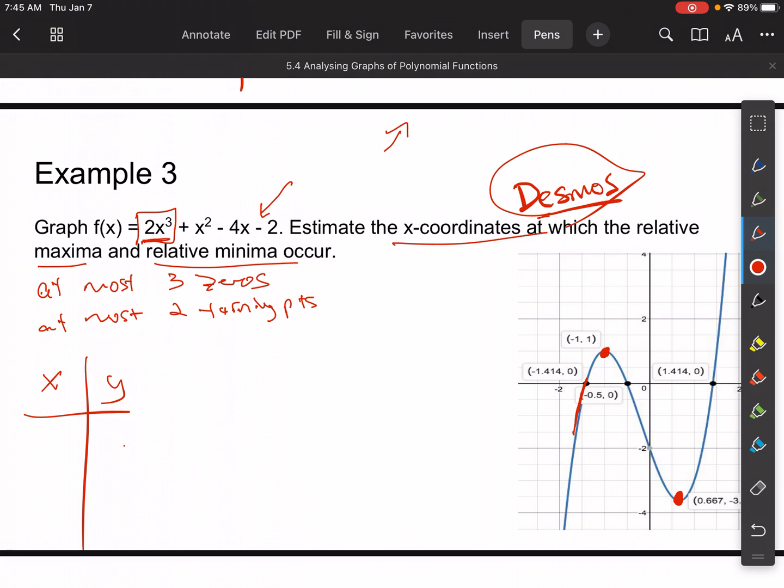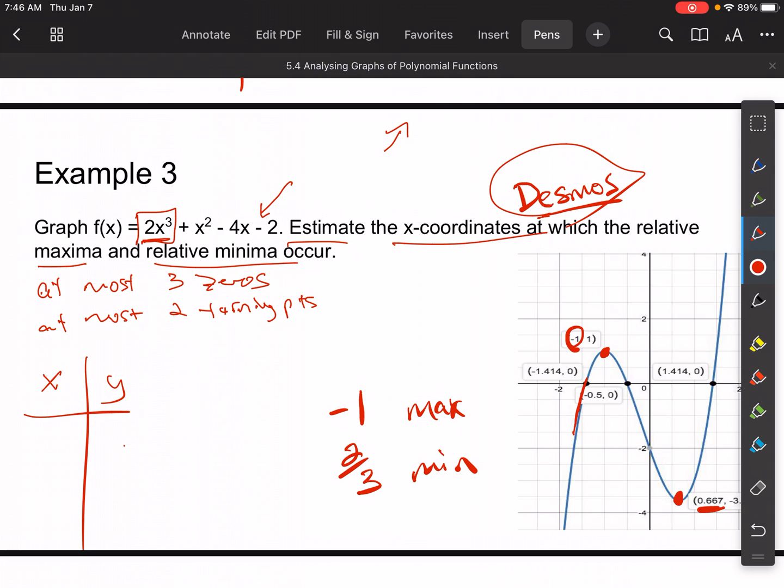Okay, so here I gave you guys a picture of what you would get on Desmos. So here the x value of this peak happens at -1. So at -1 there's a max, a relative max. And then at this point down here, this looks like 2/3. At 2/3 we have a min. Okay? They say to estimate it.